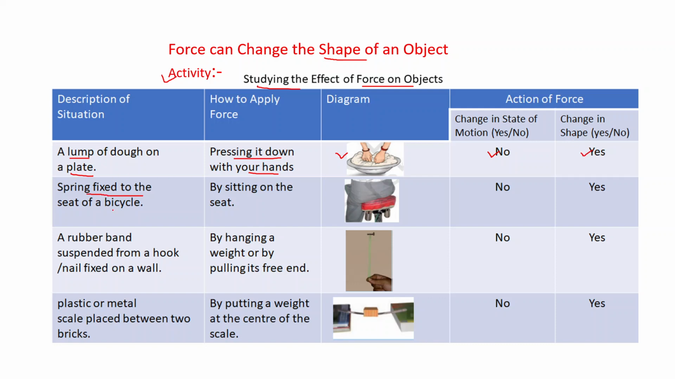Spring fixed to the seat of a bicycle. How can we apply the force? By sitting on the seat like this. This is the seat and a person is sitting on this. Change in the state of motion? No. But change in shape? Yes.